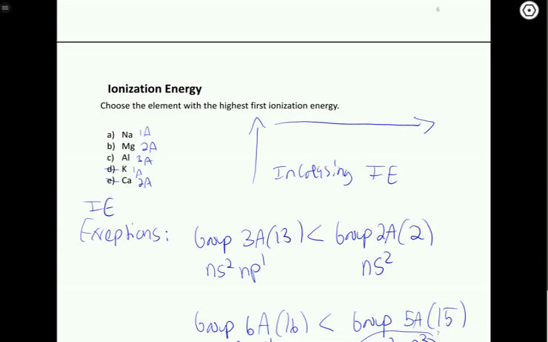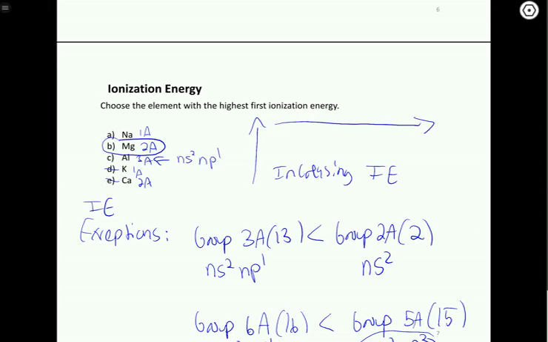And again, we would normally expect it to increase left to right, but magnesium is anomalously high or aluminum is anomalously low, however you want to think about it. So a lot of you picked choice C, which is aluminum, but remember that this is group 3A, which is ns2 np1, which has a lower than expected ionization energy. It doesn't follow that perfect trend. So magnesium is the one we want to pick.